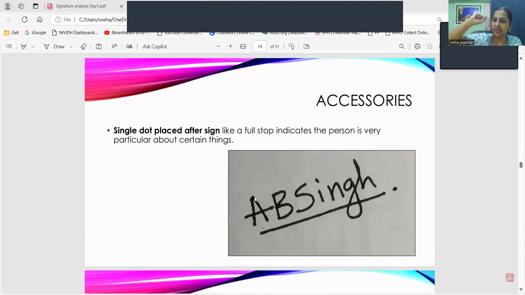A single dot after the signature is almost like a full stop. These people are very particular about certain things. So if they want their tea at four o'clock in the evening, they want it at that particular time. And they'll have the same amount of tea every day with just a dash of milk and all those specifications, right?